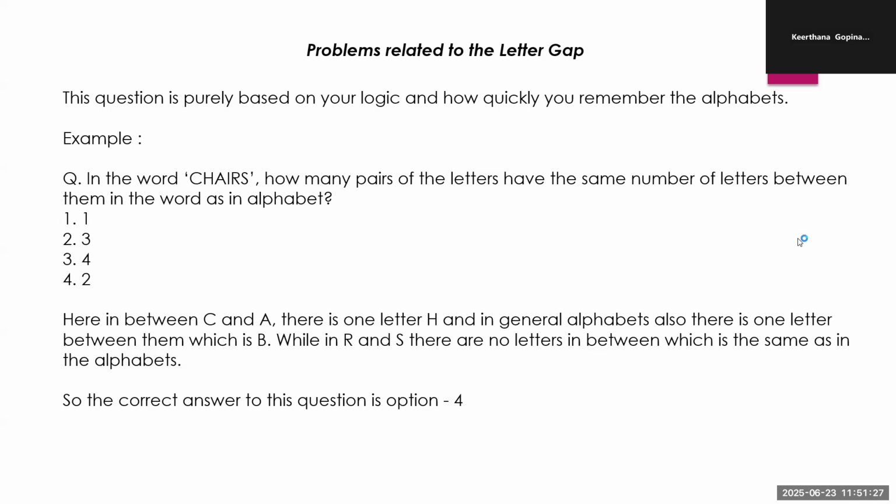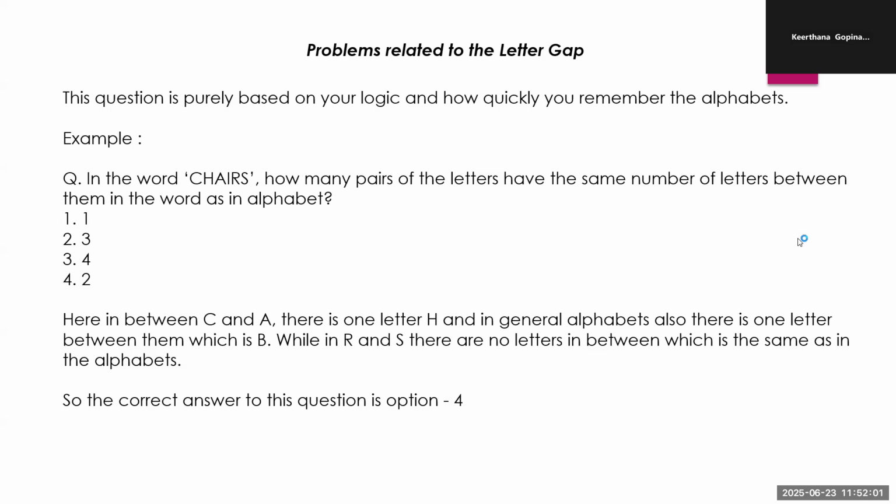Between A and D, how many letters are there? 2 letters, B and C. Between X and Z, how many letters are there? 1 letter. Now, that is called the gap. That is the gap between these letters.